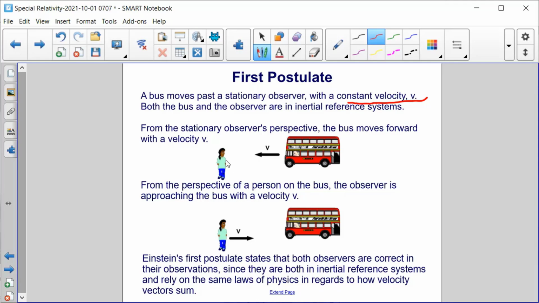From the stationary observer's perspective, the bus moves forward with a velocity v. From the perspective of the person on the bus, the observer is approaching the bus with a velocity of v, while the person is observing from inside the bus. Einstein's first postulate states that both observers are correct in their observations, since they are both in inertial reference systems and rely on the same laws of physics in regards to how velocity vectors sum.